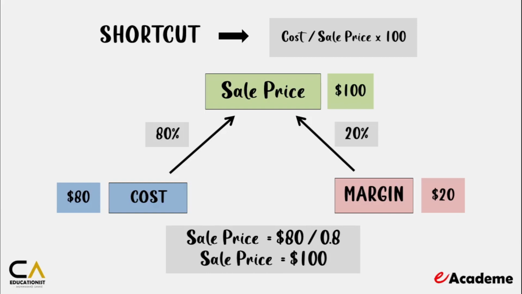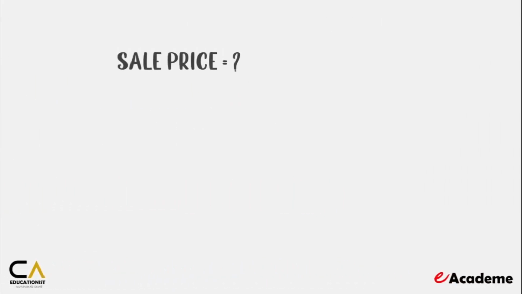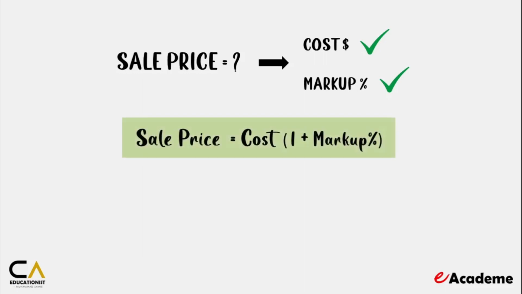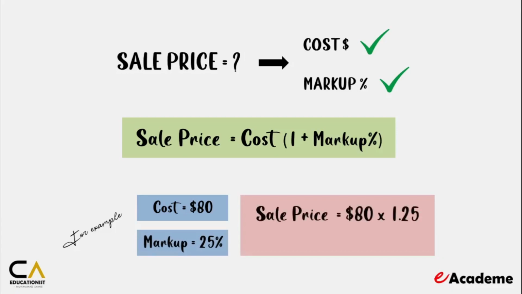sale price of $100. The formula to compute sale price when cost is available along with markup percentage is comparatively simple. Sale price can be computed by multiplying the cost with 1 plus markup percentage. For example, if cost is $80 and profit markup is 25%, sale price will be computed by multiplying $80 with 1.25. This will give you the sale price of $100.